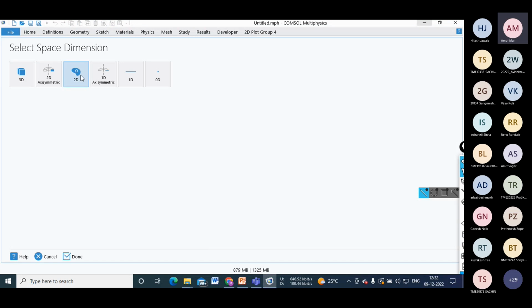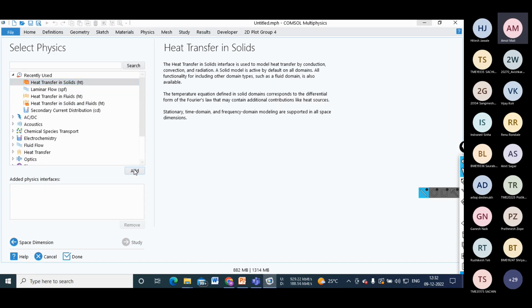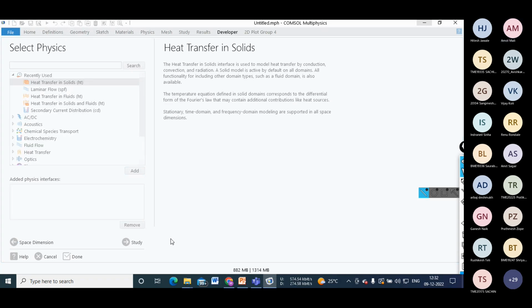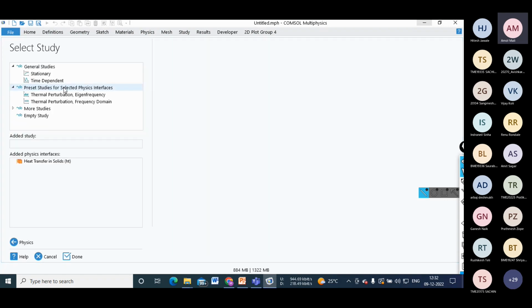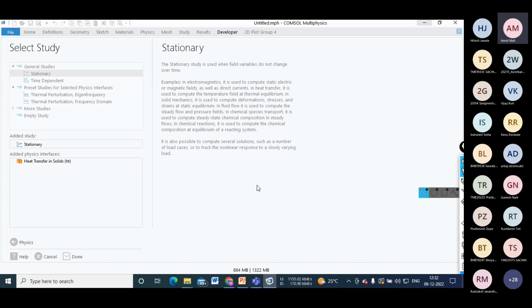In the model wizard, again I will select 2D, then heat transfer in solids, then study, then stationary again, because it is not time dependent. We'll take a time dependent problem also.